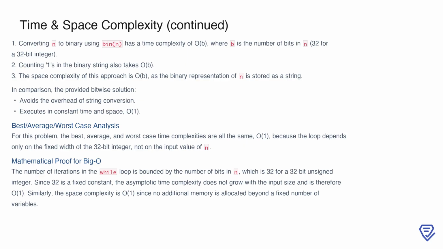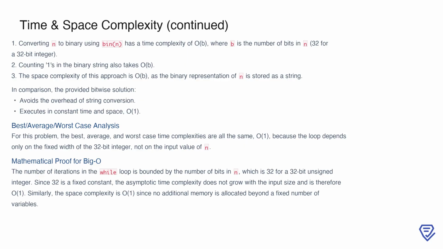In contrast, the bitwise solution avoids this overhead entirely. It operates directly on the integer without string conversion, achieving constant time and space complexity, O(1). When analyzing the best, average, and worst-case scenarios for the bitwise solution, the time complexity remains O(1) in all cases because the loop depends solely on the fixed width of the 32-bit integer, not on the specific value of n. Finally, from a mathematical perspective, the number of iterations in the while loop is bounded by the number of bits in n, which is always 32 for a 32-bit integer.